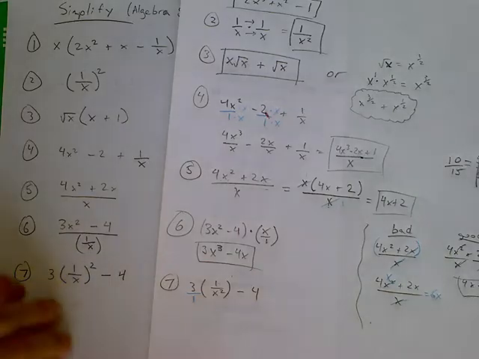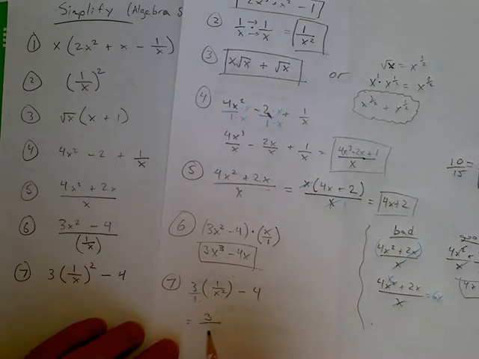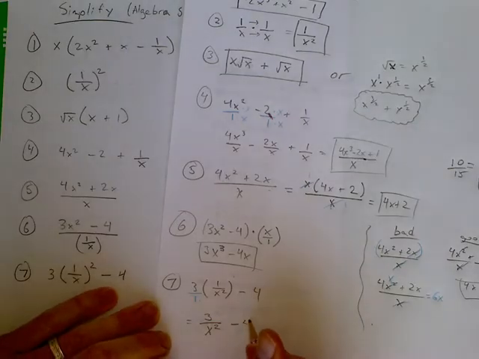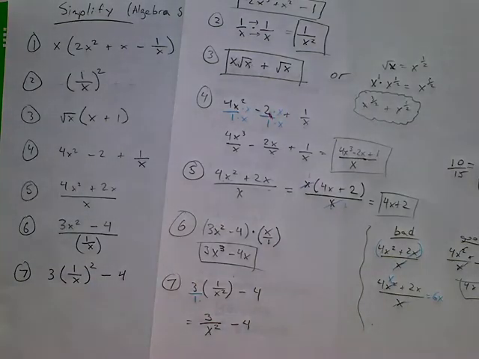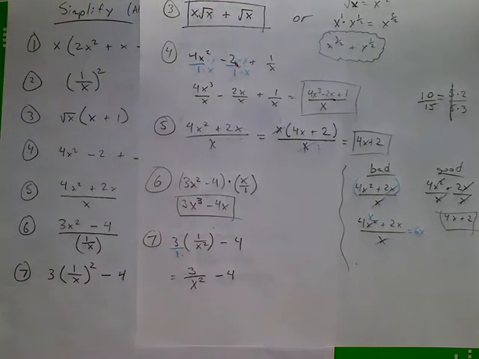3 times 1 is 3. And then 1 times x squared is x squared. Okay. Great. And now I have this minus 4. Got to do something with that. So how would I subtract this fraction by 4? What should I do? Somebody give me a hint, because I'm not sure.